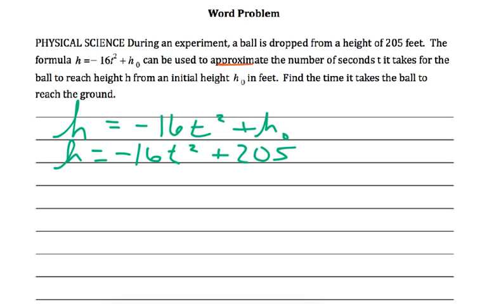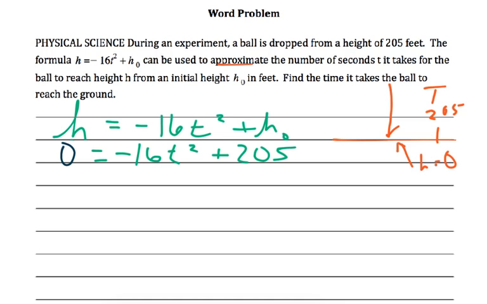But here's where they're trying to trip us up a little bit. It takes for the ball to reach height h. Then it says find the time that it takes the ball to hit the ground. So here's 205 feet. When the ball hits the ground, what is its new height? Well, that's where h would be 0. So now go back and erase this value and replace it with a 0.